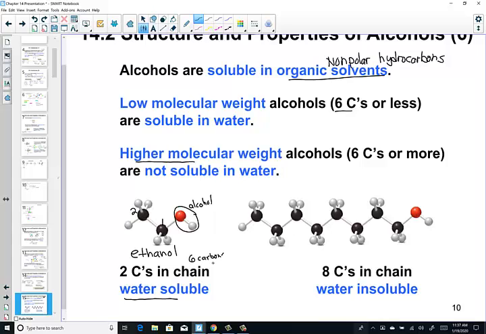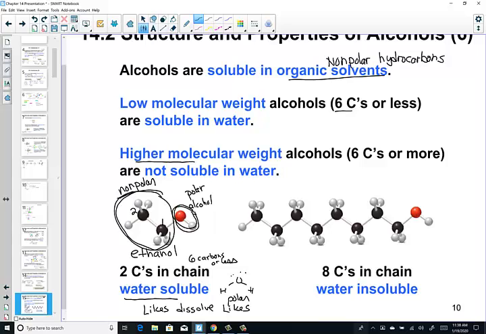And all that means is the nonpolar area versus the polar area, this is not long enough to interfere with water solubility. Remember, water is a very polar molecule, and our old rule is likes dissolve likes. And the trick with alcohols is that it has a nonpolar region and it has a polar region. So which one is it? Is it polar or nonpolar? And the answer is it depends upon the side chain.